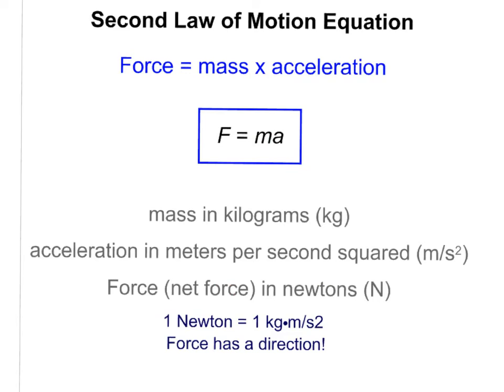And wow, doesn't this look a lot like that other equation that had to do with the universal gravitational law, where the force due to gravity was equal to the mass times the gravitational constant? Yes, looks a lot like that. Remember, force has a direction. Force is directional. That's really important here too.